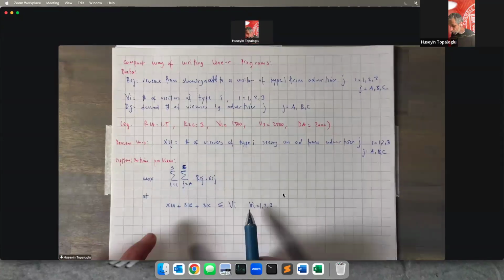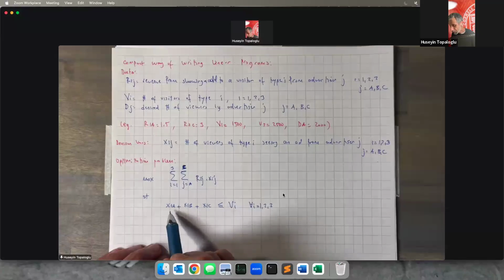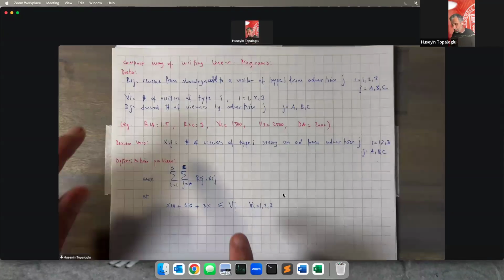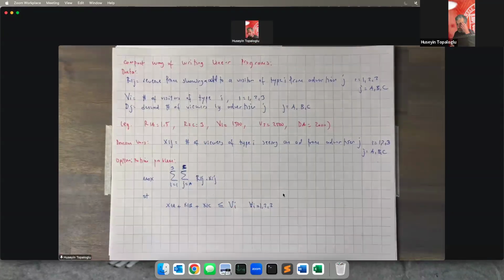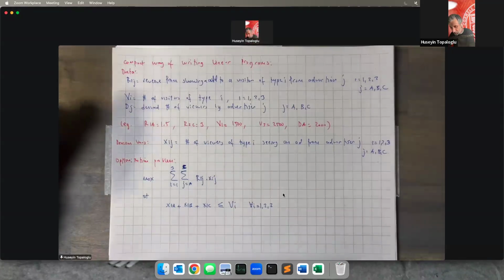Good. So these constraints are saying that for each visitor type i, the total number of visitors of type i seeing an ad from any of the advertisers cannot be larger than the visitors of type i coming into the system. Vi is my data here. And we're also going to write another constraint that says, for each advertiser j, the total number of viewers of any type that this advertiser gets should be equal to the desired number of viewers for this advertiser.